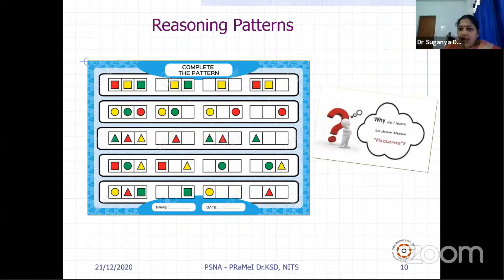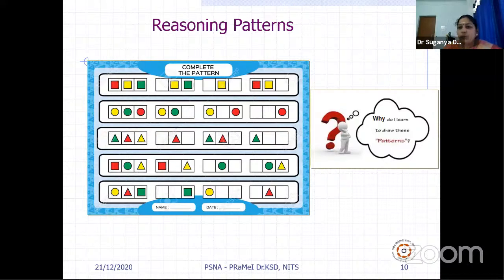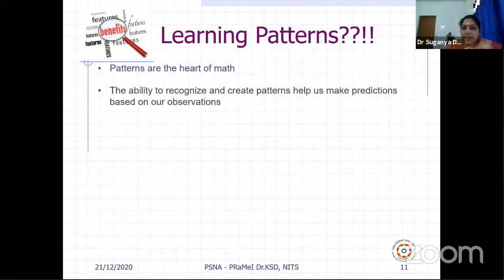So why do I learn to draw these patterns? What is the necessity? Everywhere the pattern is there. What is the necessity to learn these patterns? Because recognizing patterns is actually a very important skill. That's why it has been embedded in the school curriculum itself. Okay, so what is the importance of these patterns? Learning patterns is the heart of math. The first thing is that patterns are the heart of math.